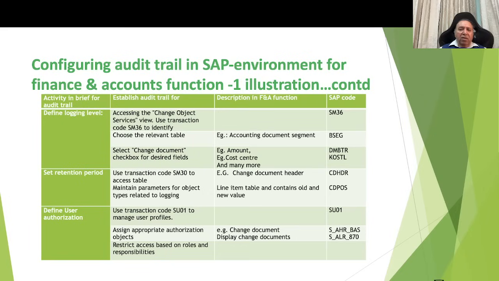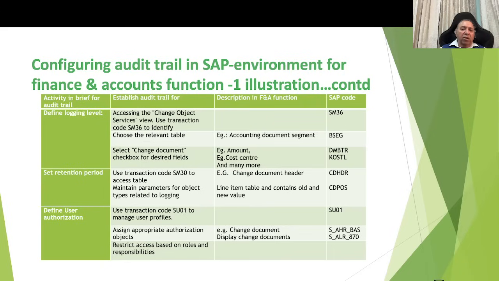Now, this transaction called SM30 can be utilized to access the tables and maintain the parameters for object types related to the logging. For example, the change document header is CDHDR, and the line items tables contain old and new values. This is what I have previously shared, that who had made the changes to these different kinds of fields.